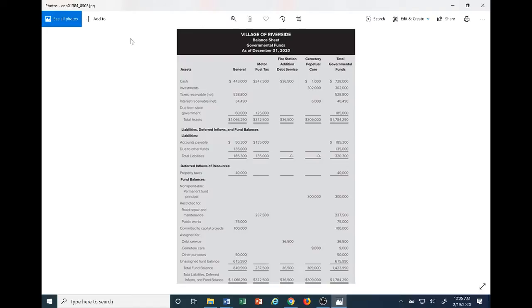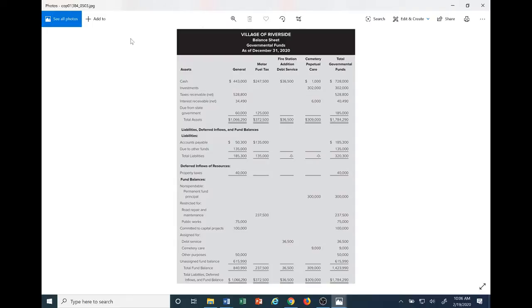Same thing for the rest of the assets, just the different assets going across in each relative fund. Then you can see that we'll have a total assets, which is obviously summed going down for each fund. So we can see the general fund has total assets of $1,066,290. If we go over to the total governmental funds, same thing, $1,784,290, and obviously that's just the sum from left to right. Liabilities, same thing as the assets, just a different element, right? So sums going down for each fund, and then sums going across for the total governmental funds.